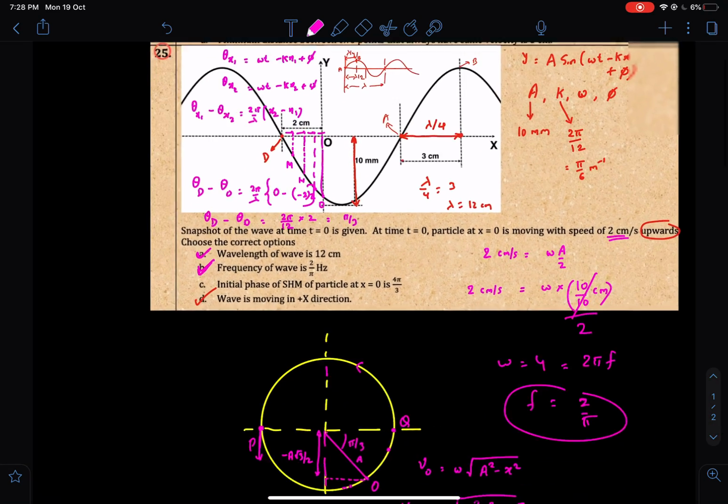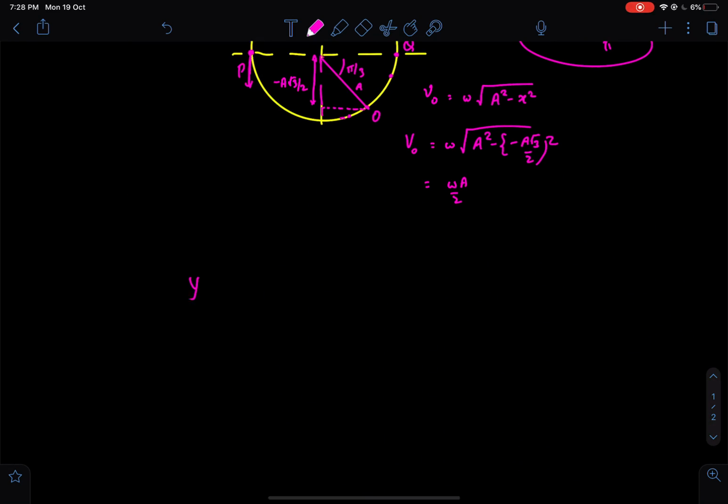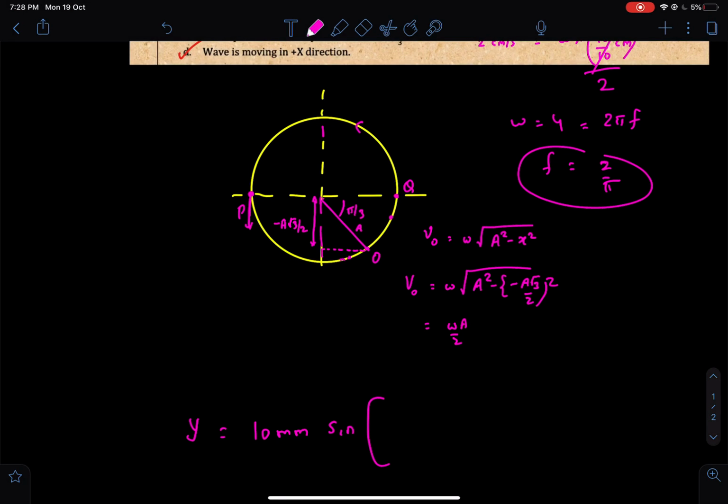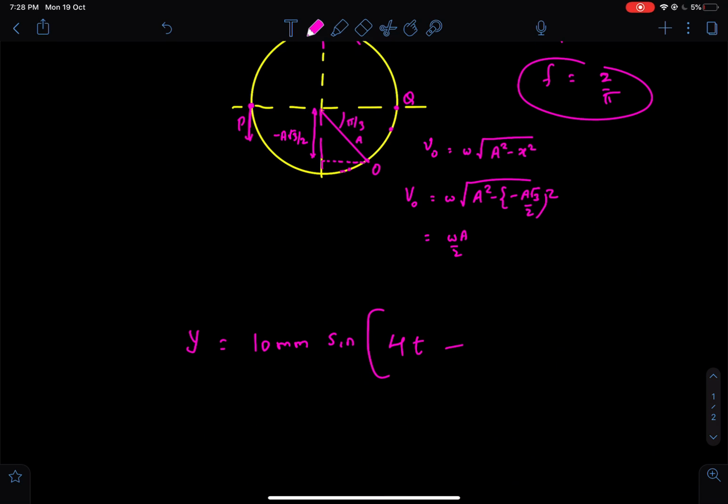So what do we have now? We have y is equal to 10 millimeter sine of omega. Omega we calculated as 4. So 4 t minus k. K is 2 pi by lambda, which is pi by 6. Pi by 6 x plus 5.